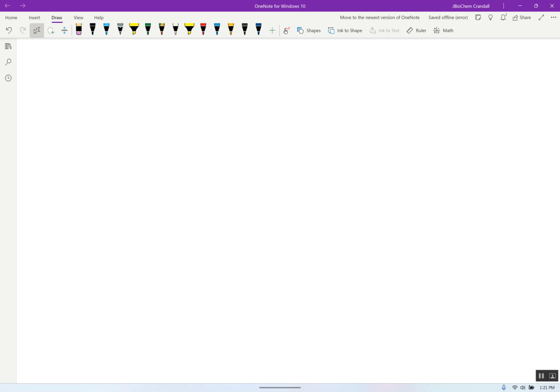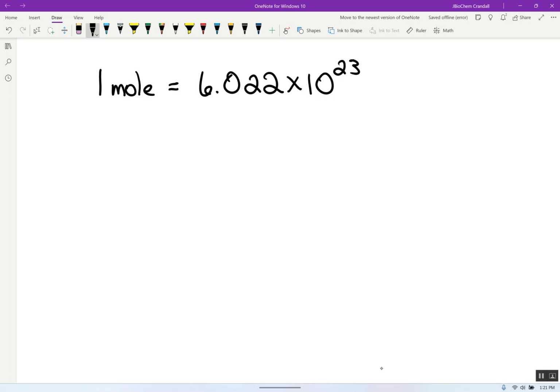The mole is exactly the same. 1 mole is equal to 6.022 times 10 to the 23rd. Okay? So 6.022 times 10 to the 23rd, and that could be of anything. If you have a mole of basketballs, it would be 6.022 times 10 to the 23rd basketballs. If it was a mole of pencils, it would be 6.022 times 10 to the 23rd pencils. If it's 1 mole of eggs, it's 6.022 times 10 to the 23rd eggs. But we don't use it for that.